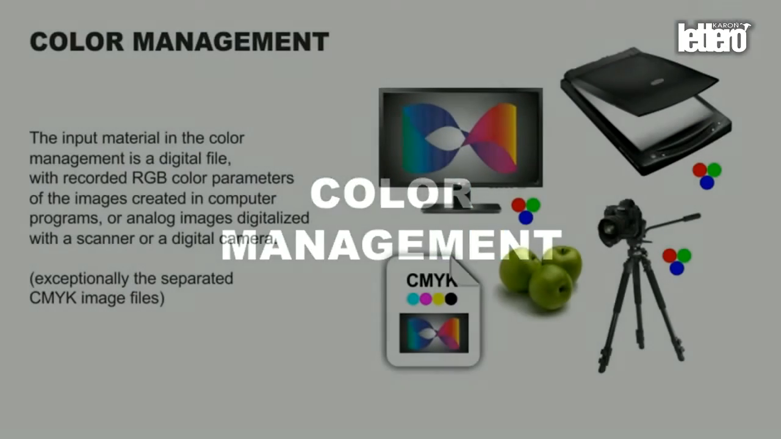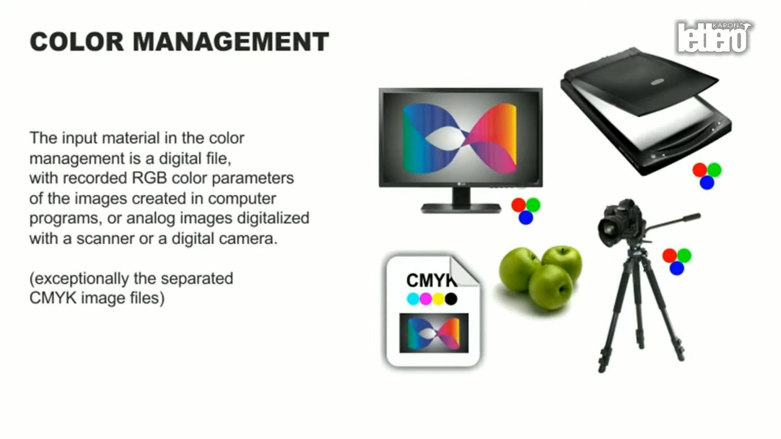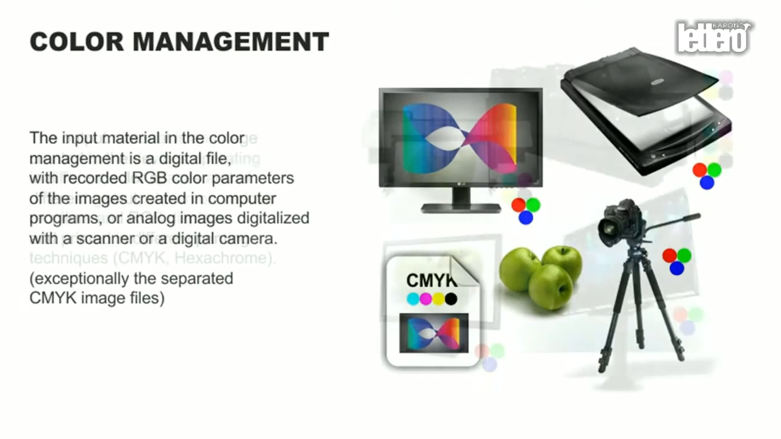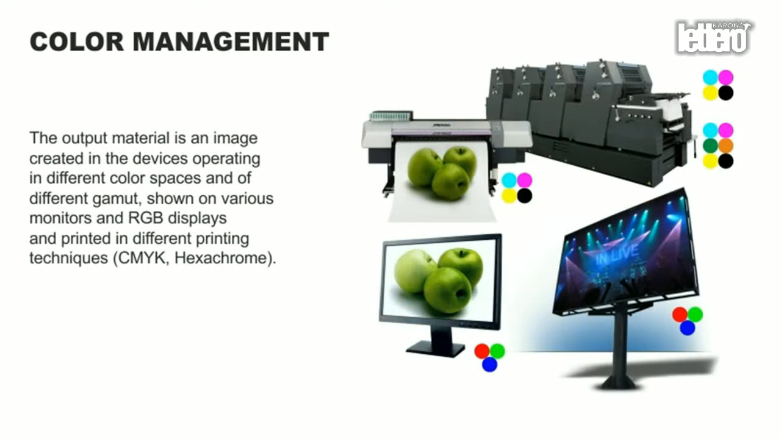The input material in colour management is a digital file with RGB color parameters of the images created in computer programs or analog images digitalized with a scanner or a digital camera. The final product is an image created with devices operating in different color spaces and with different gamuts, which is shown on various monitors and RGB displays and printed using different printing techniques, CMYK or hexachrome.